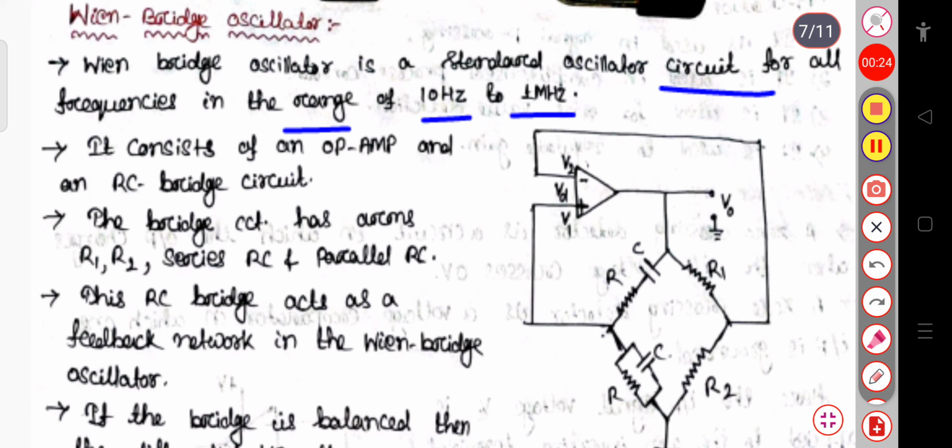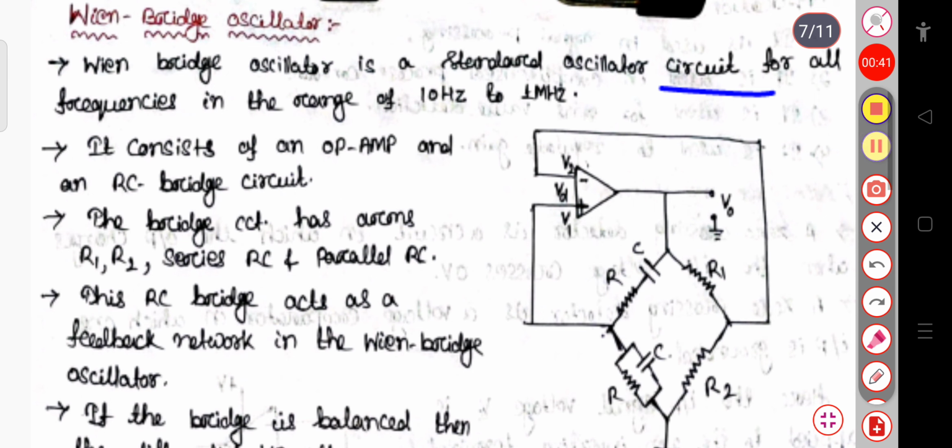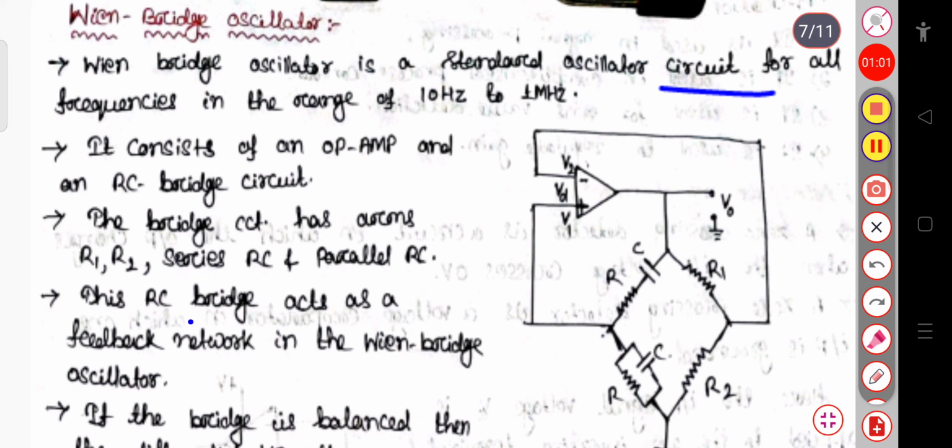So here basically in this figure you can see this Wien bridge oscillator consists of an operational amplifier. This is the operational amplifier, one having the inverting terminal and another having the non-inverting terminal, and it consists of the RC bridge circuit. The bridge circuit has arms: in one arm the R1 resistor is connected, here the R2 resistor is there, here the resistor and capacitor are in series connection, and here the resistor and the capacitor are in parallel combination. And this RC bridge acts as a feedback network in the Wien bridge oscillator.